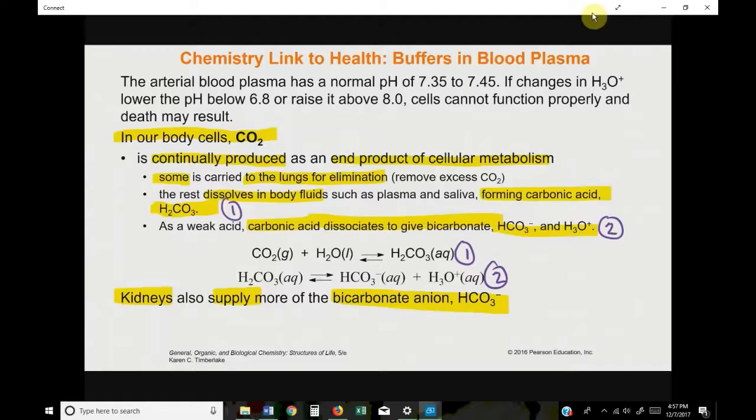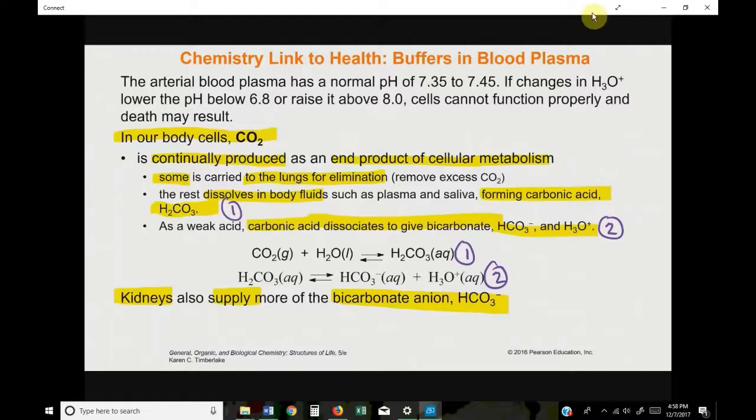Well, we continually produce carbon dioxide as a product of cellular metabolism. What do I mean by that? Whenever we carry out respiration and break down glucose, you end up with carbon dioxide and water. So what does our body do with it? Some of that is carried to the lungs for elimination as CO2 gas, and some of it dissolves in the body fluids, such as plasma and saliva.